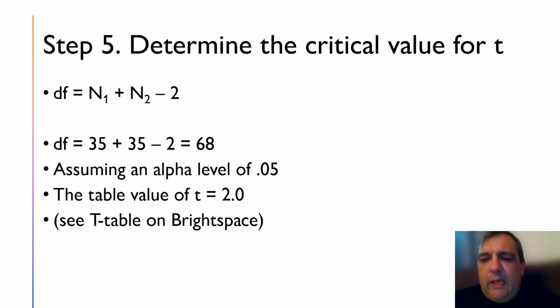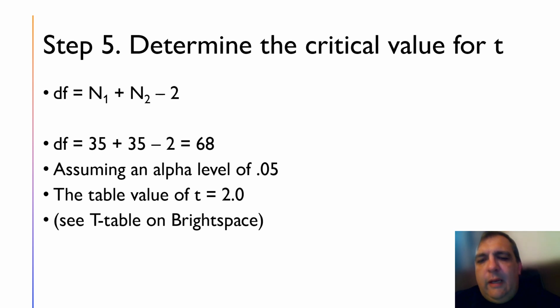So to do this, we need to calculate degrees of freedom, which we've already done, but just to slow it down once and show you one more time, degrees of freedom equals the total number of cases for group 1 plus the total number of cases for group 2 minus 2. So our total number of cases for group 1 is 35, and our total number of cases for group 2 is also 35. So plugging into the formula, 35 plus 35 is 70 minus 2 equals 68.